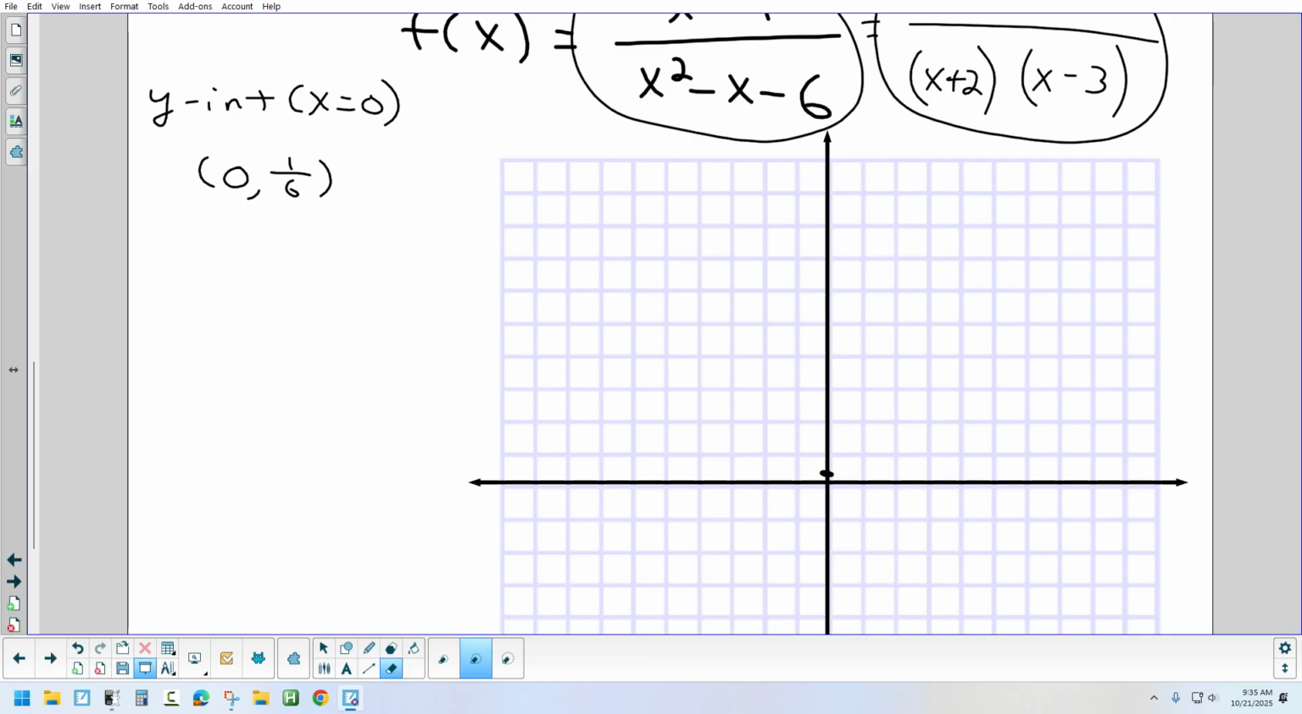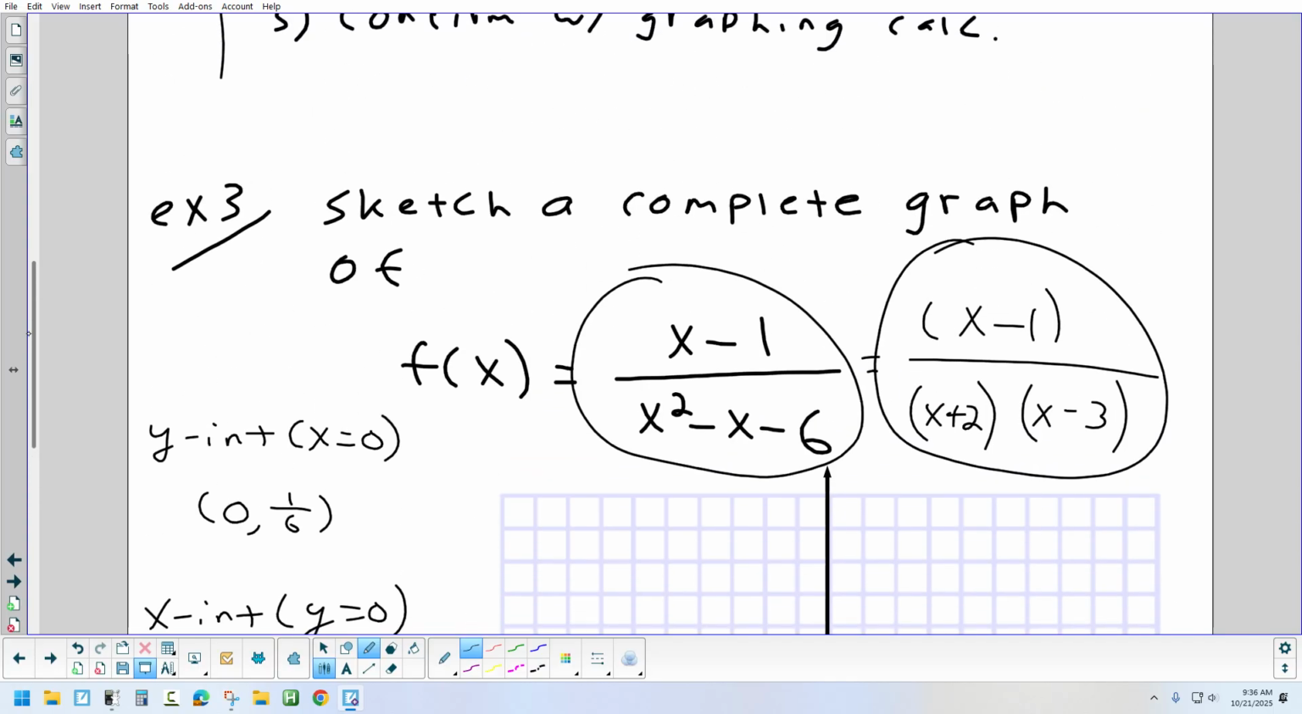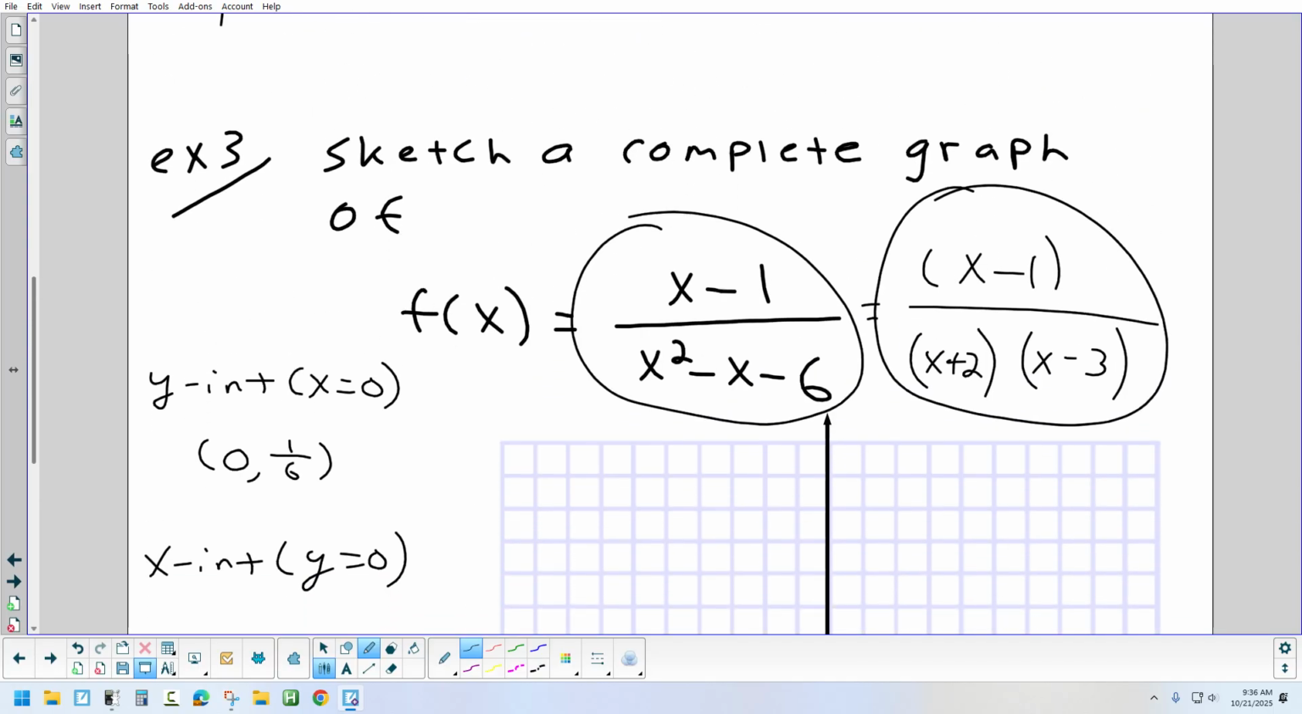Now we need the x-intercept. That's when you reverse it. Now plug in a 0 for the y. There's no y up here, but f of x is another name for y. Yeah, that is your y. So now you're basically going to set this fraction equal to 0. So you have something like this: 0 equals, then you have your fraction.